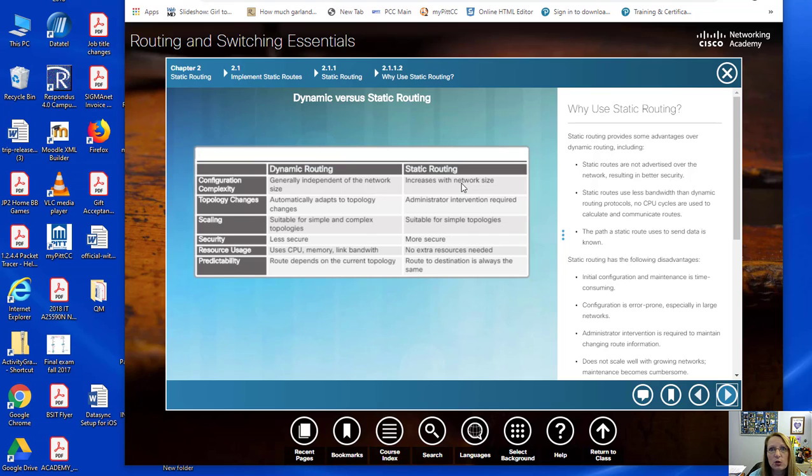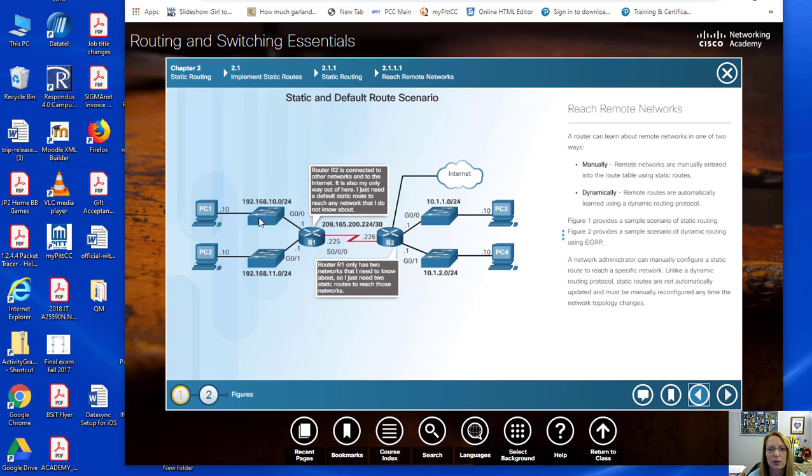Also, the router does not use more CPU to calculate anything in static routing, because you're doing that for the router. Whereas with dynamic routing, the router is going to have to calculate all that based on whatever's in the routing table and use a lot of other criteria, which we'll talk about a little bit later. But for static routing, let me use one screen here.